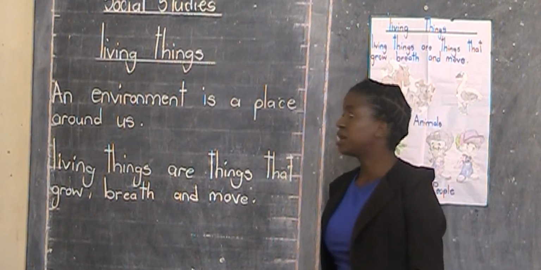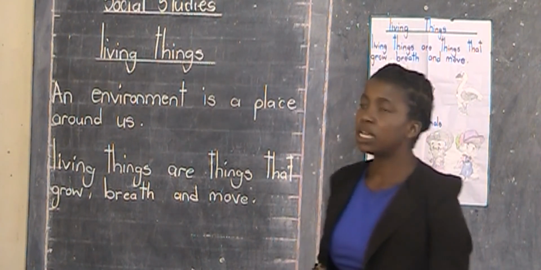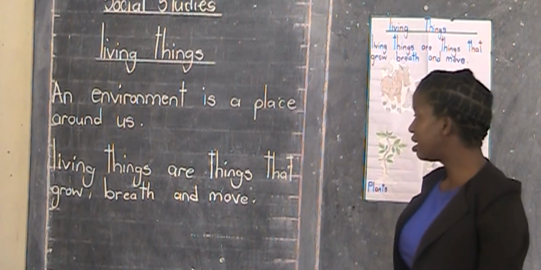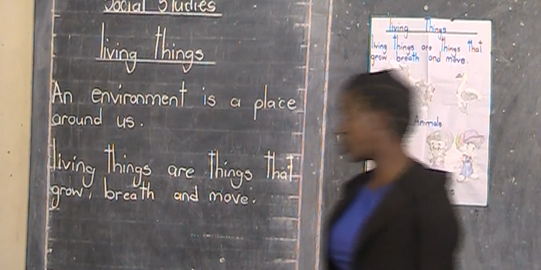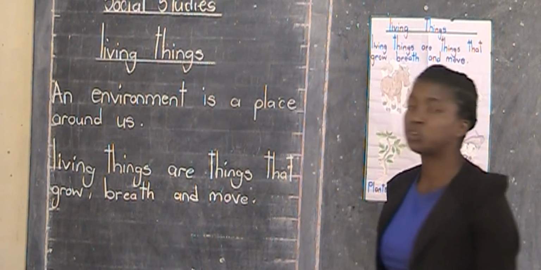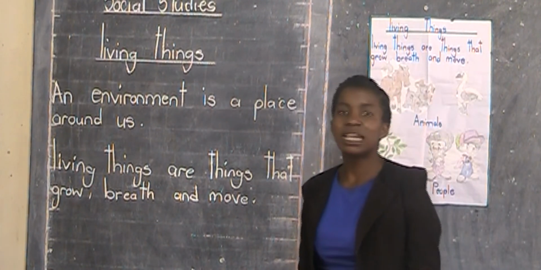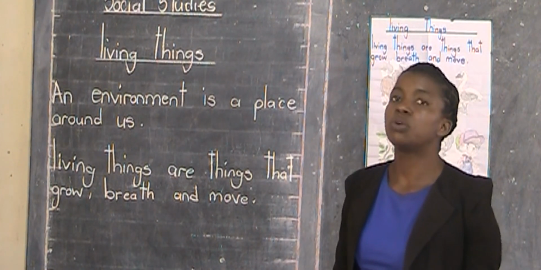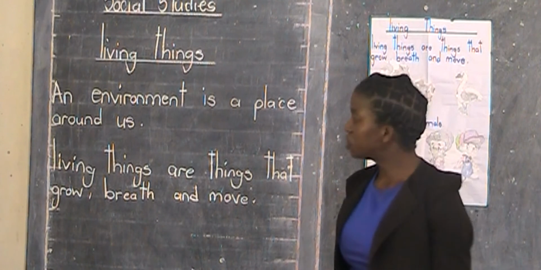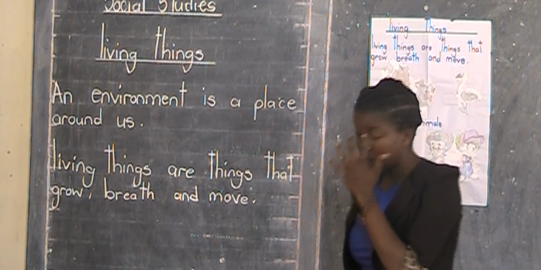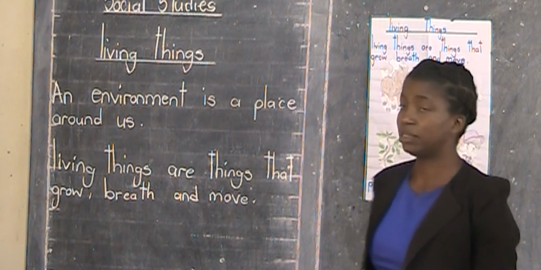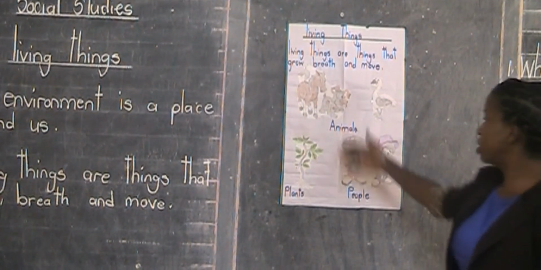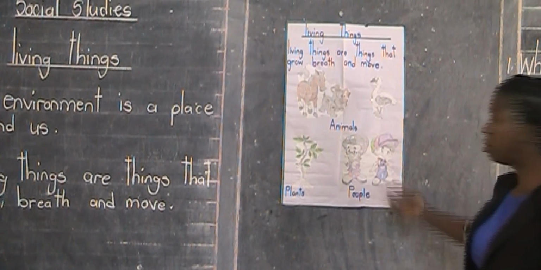Then after looking at what an environment is, we looked at living things. What are living things? We said living things are things that grow, they breathe, and also move. But I said that it's not all the living things that move. Others do not move. So after looking at what living things are, we also looked at different types of examples, which are here on the chart. We looked at animals, plants, and also people.